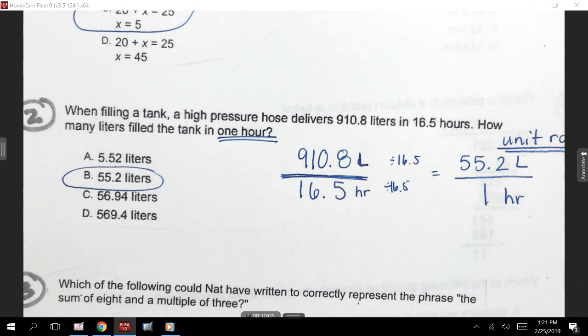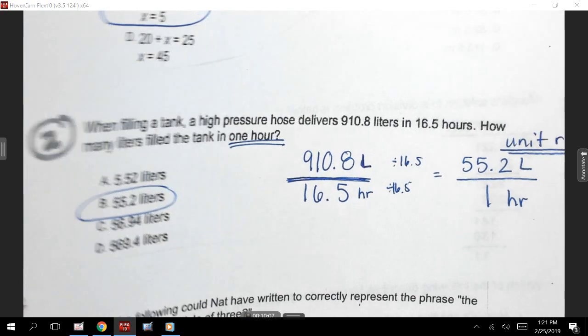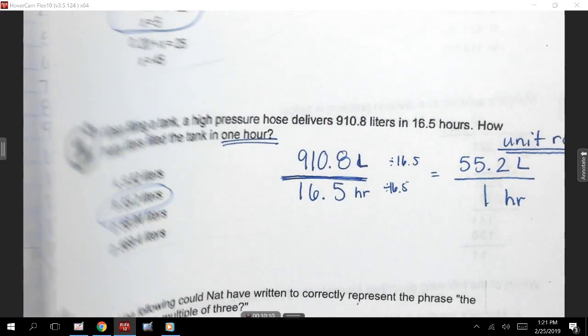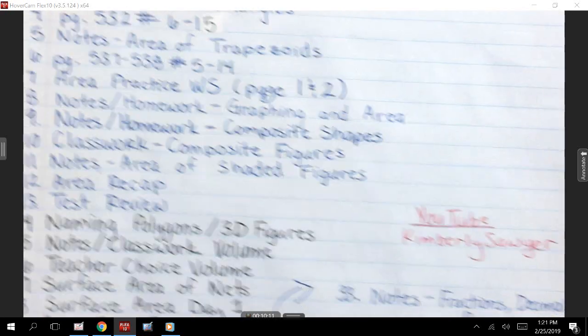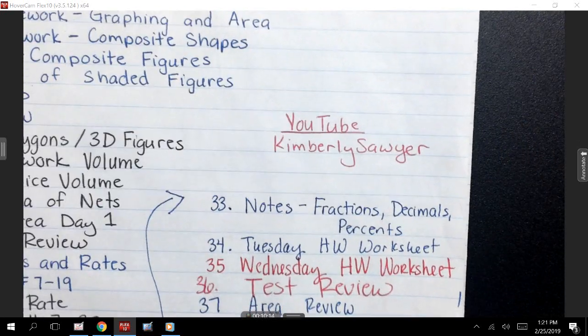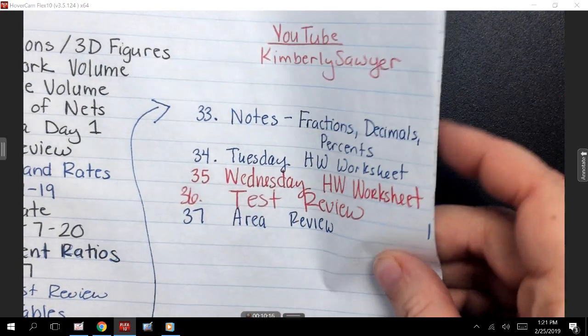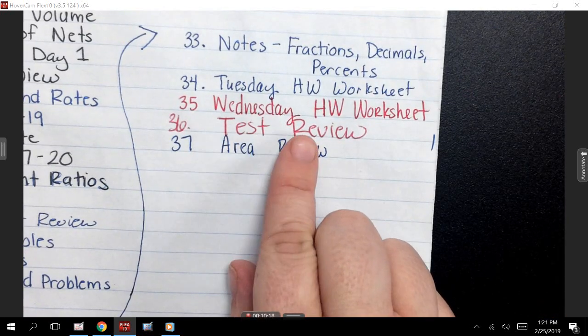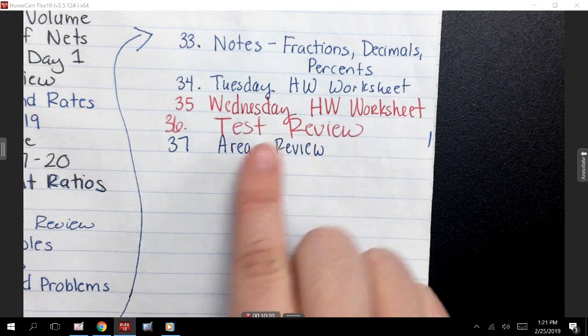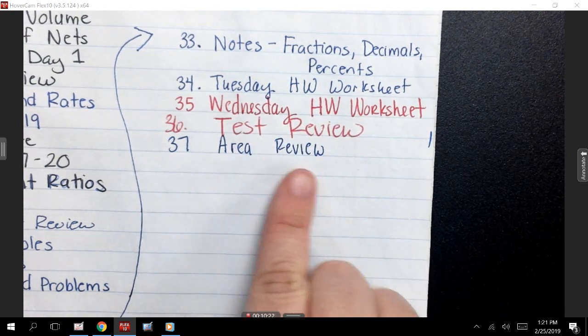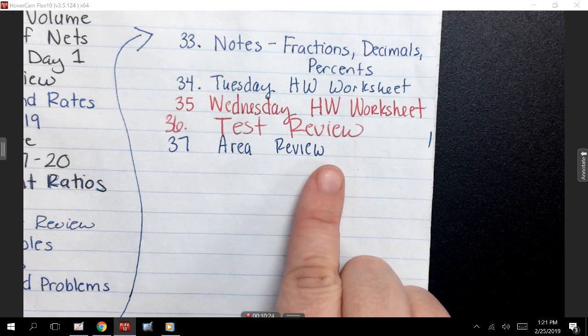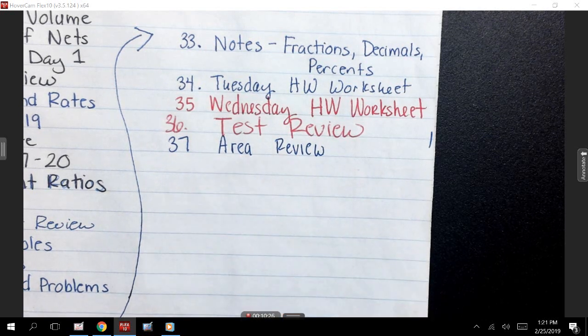All right, so what I want you to do right now is update our table of contents. On my regular table of contents list, remember your number 36. I have that test review. I'm going to try to give that back to you today. Number 37, you're adding number 37, which is your area review. So we're going to add 37.